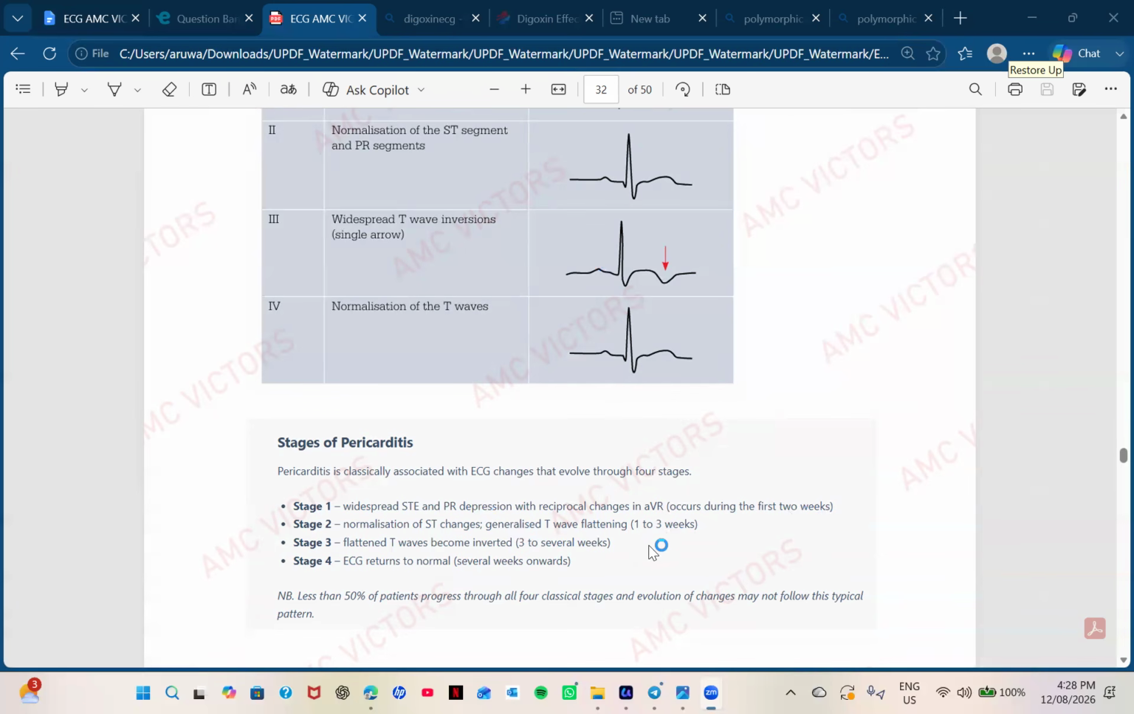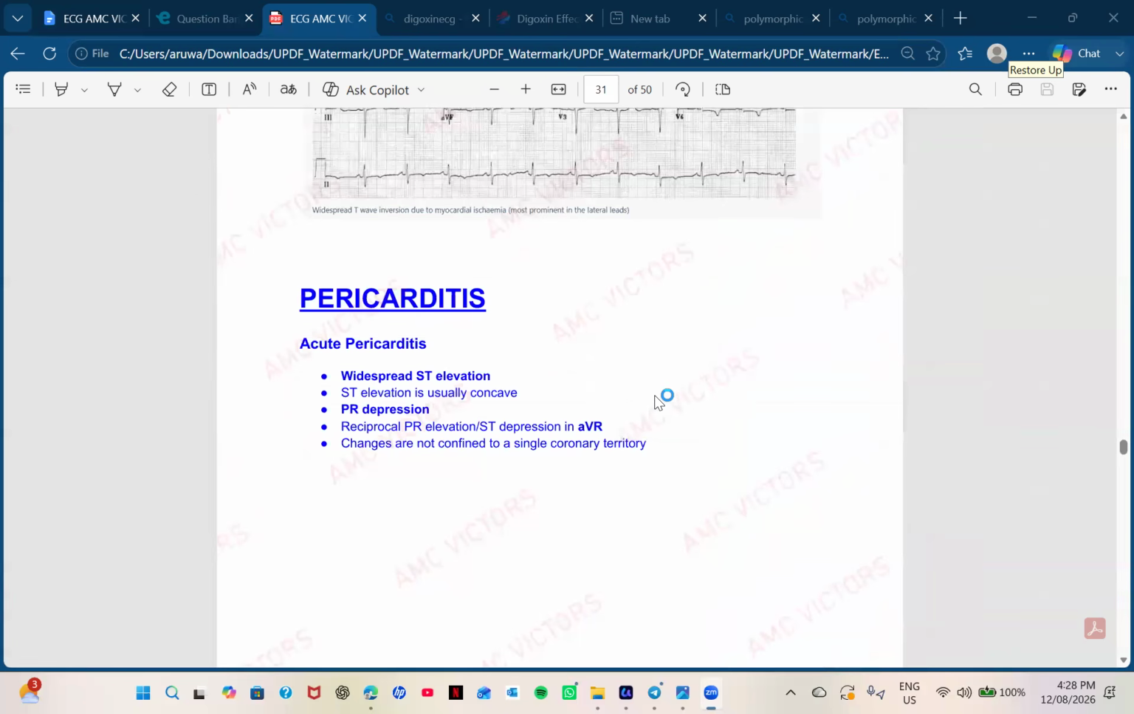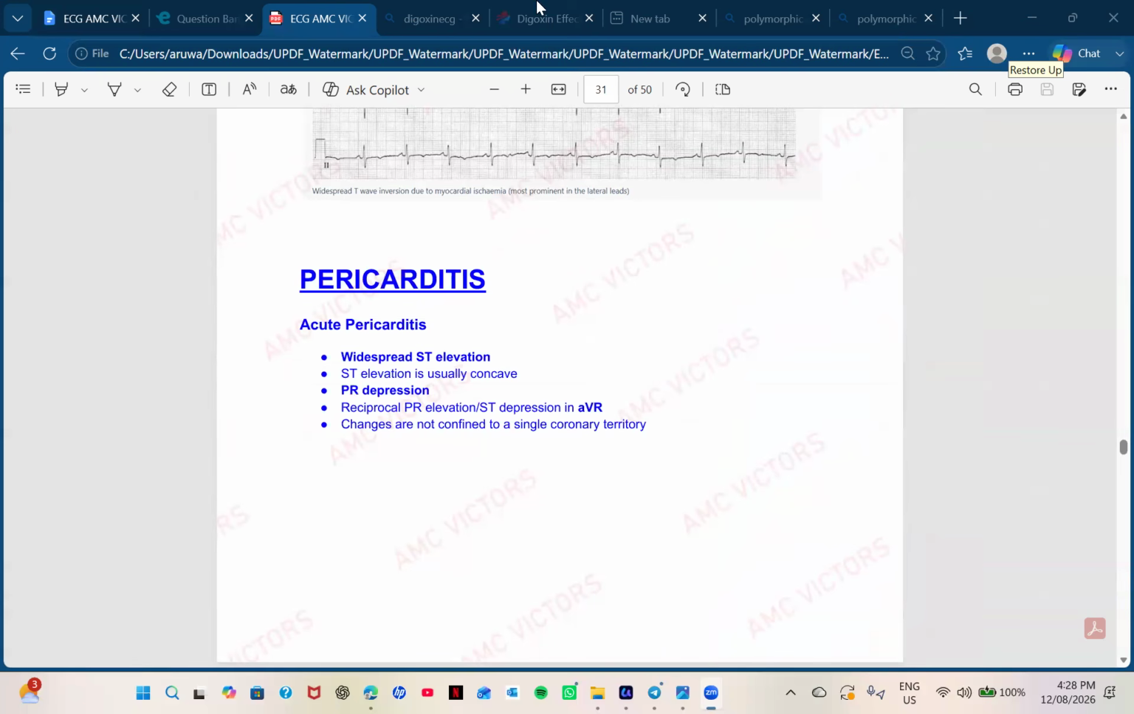Then after 1 to 3 weeks, there can be normalization of ST and the T wave can be flat. Then the flat T wave becomes inverted from the third week to several weeks, and the ECG returns to normal after several weeks in the last stage. This is what you need to understand, because pericarditis topics are usually asked about. So very important.